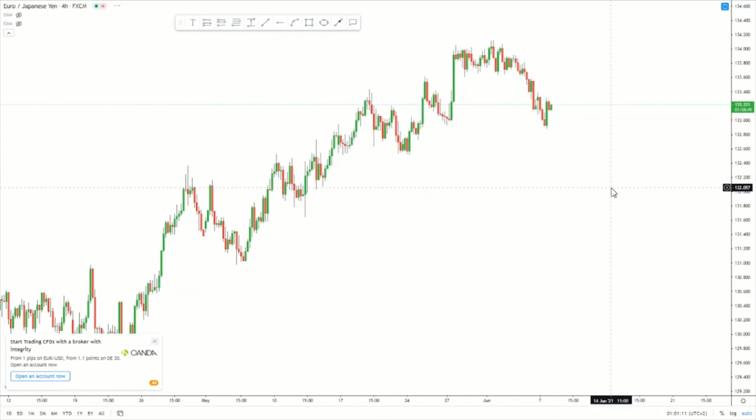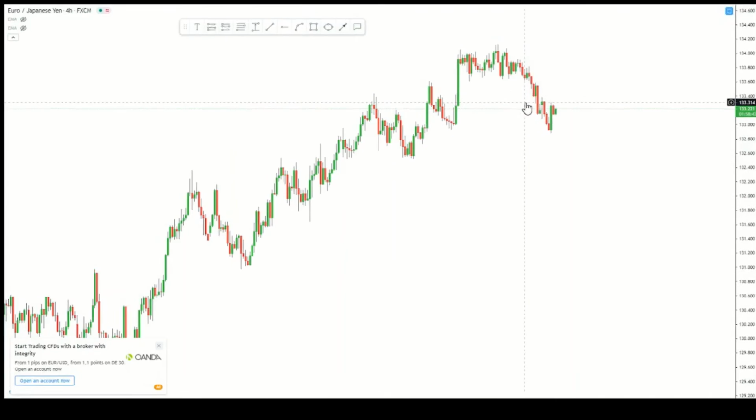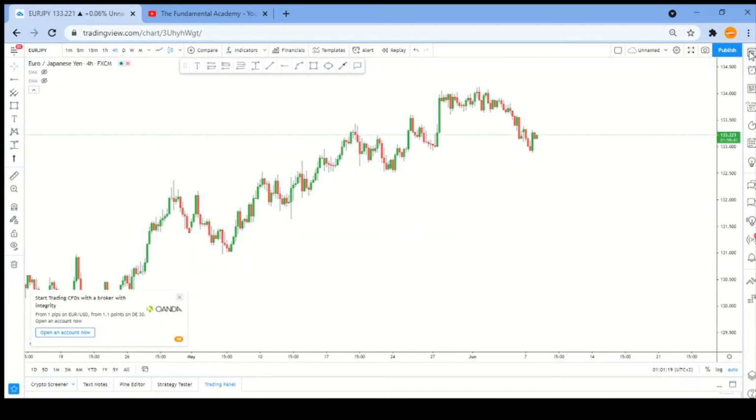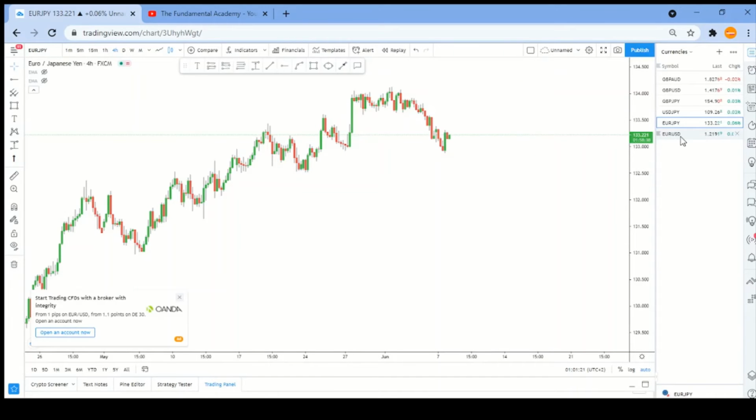The next trade that we're going into is Euro JPY. Let's just check why it skipped Euro. This should be first. I actually want to do Euro USD first.